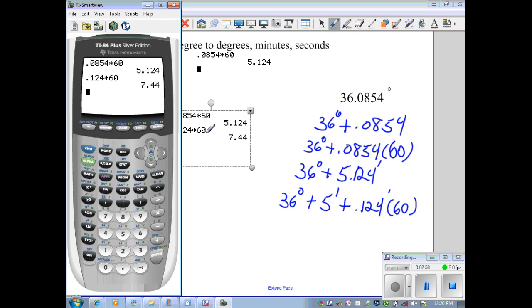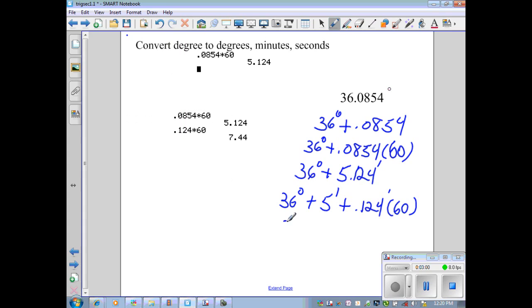And that'll give us 7.44. 36 degrees plus 5 minutes plus 7.44 seconds. Let's combine the expression and round it to the nearest tenth. And our solution will be 36 degrees, 5 minutes, and 7.4 seconds when we round it to the nearest tenth.